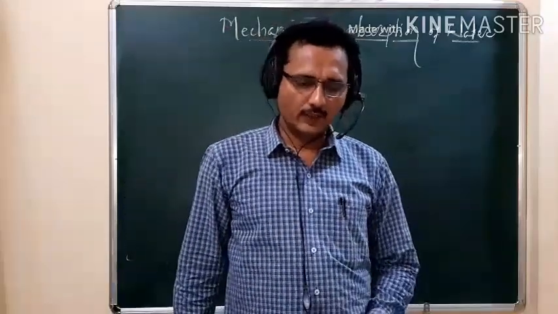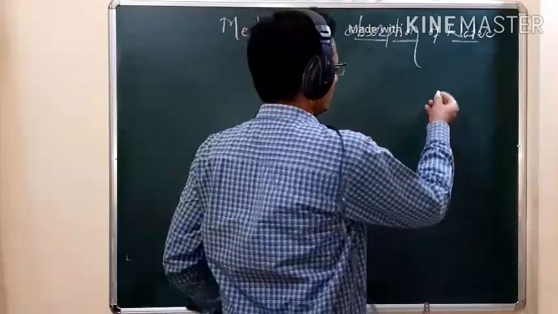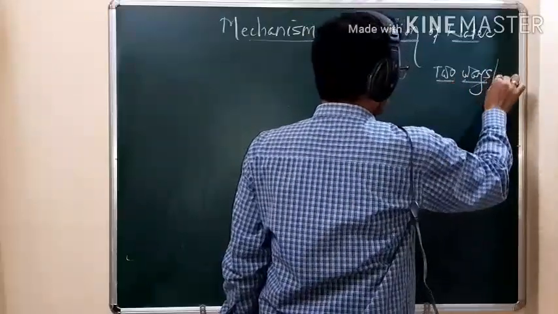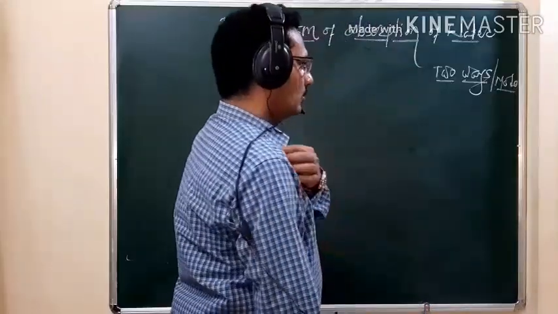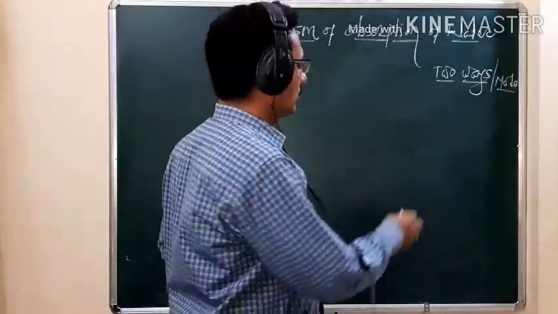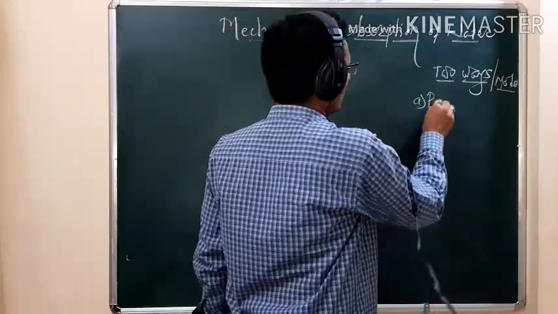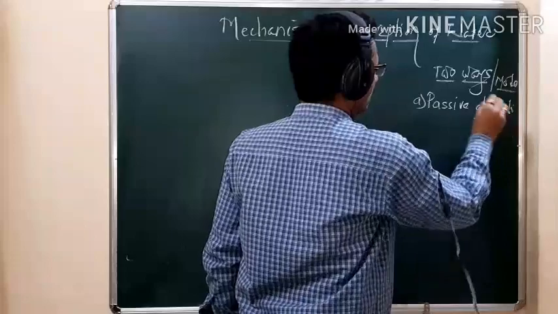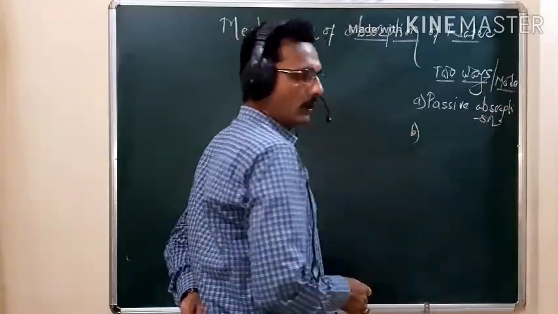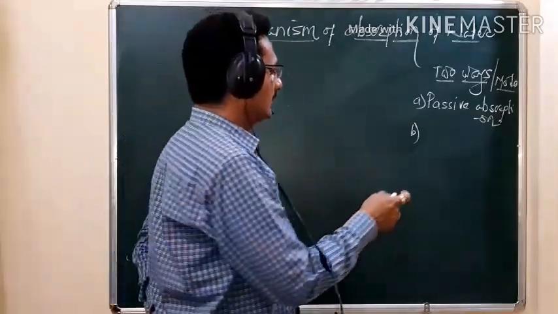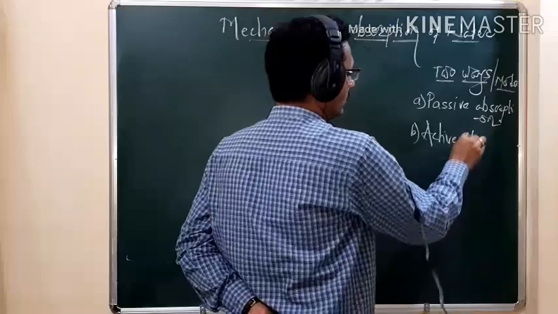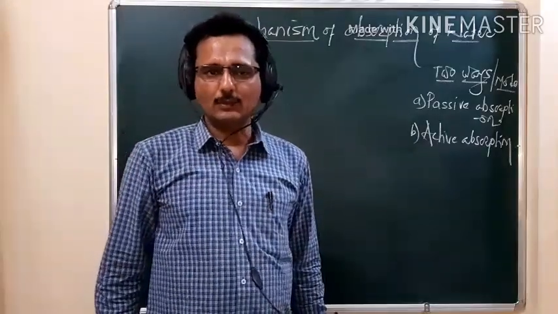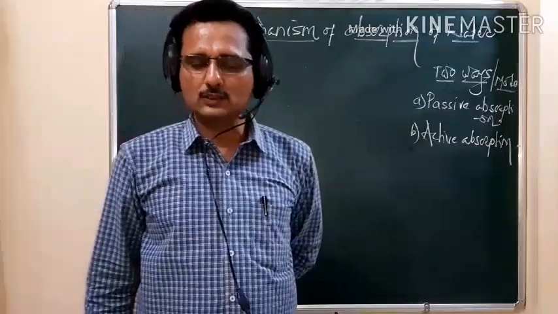Remember, students, there are two ways or modes of water absorption. The first mode is passive absorption, and the second mode is active absorption. So passive and active absorption are the two modes of water absorption.